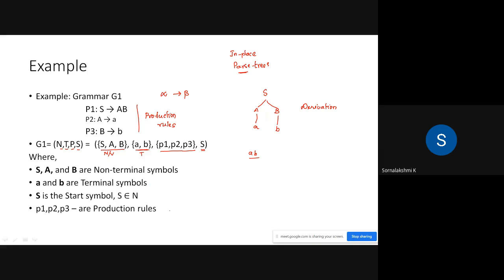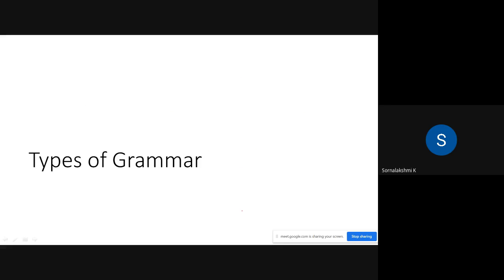In-place derivation will be something like this. I'll start with the same S, then AB, and A I'll substitute first, then I'll substitute B. This is how I do derivation in place, and this is the parse tree way of doing it. This process of generating strings is called derivation.